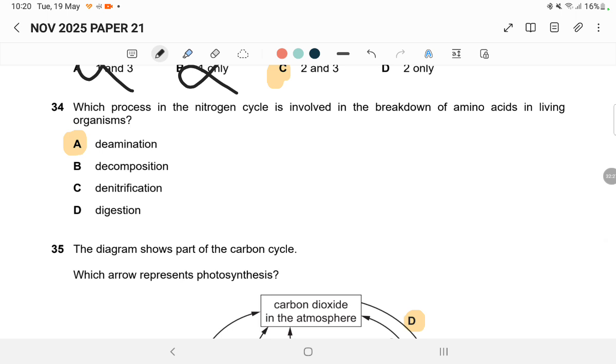Which process in the nitrogen cycle is involved in the breakdown of amino acids in living organisms? Wait a minute, it's telling you breakdown. So of course it is deamination. Deamination is the breakdown of excess amino acids. You will tell me, but it is in living organisms. Of course it is in living organisms. So deamination in living organisms, like in humans, occurs in the liver. Deamination of excess amino acids produces urea, which is transported to be excreted out of your body, right? Remember that.